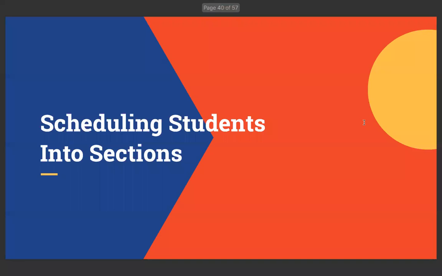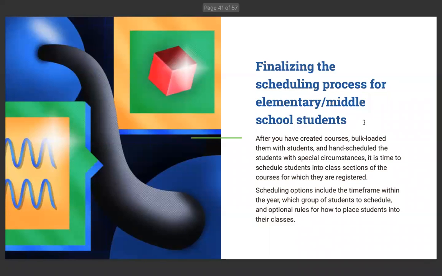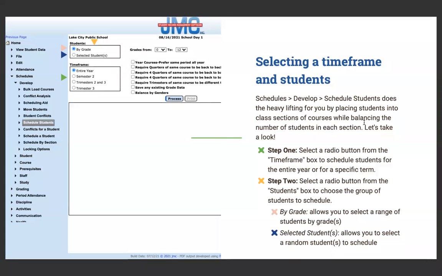All right, scheduling students into sections. After you've created courses, bulk loaded them with students, and hand scheduled the students with special circumstances, it's time to schedule students into class sections of the courses for which they're registered. Scheduling options include the time frame within the year, which group of students to schedule, and optional rules for how to place students into their classes. So Schedules, Develop, Schedule Students does the heavy lifting for you by placing students into the class sections of courses while balancing the number of students in each section.